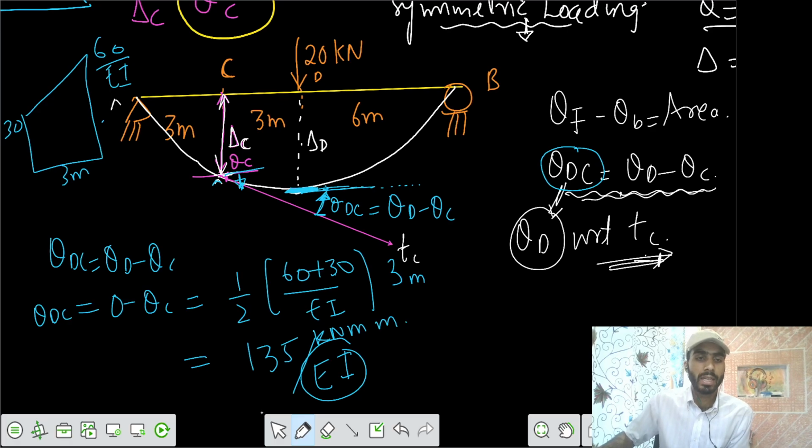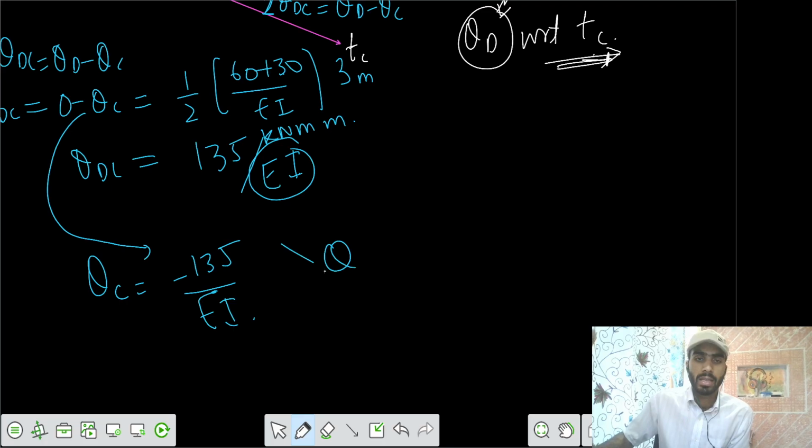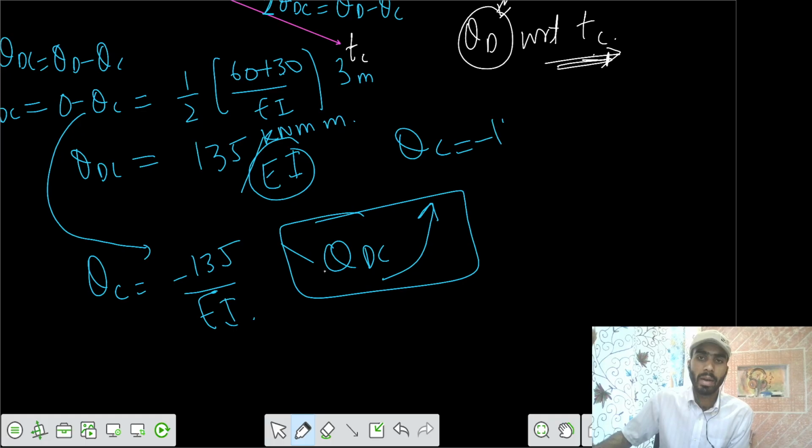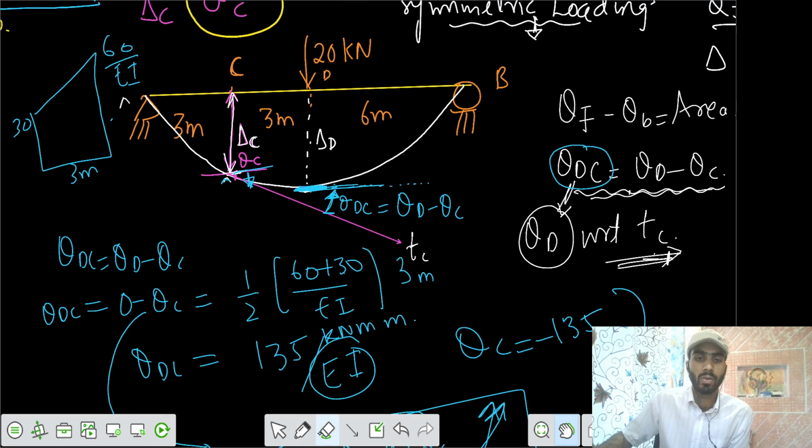So we can get the value of theta DC equals this, but actually theta C comes out to be negative times 135 by EI. That means if theta DC was coming out to be anti-clockwise 135, then theta C would be minus 135. That means if it was anti-clockwise, this one should be clockwise. So we can see that theta C here is clockwise 135.